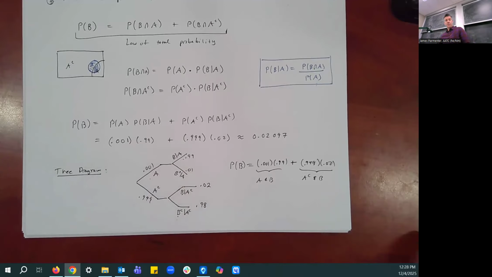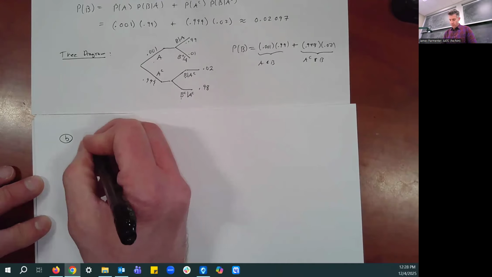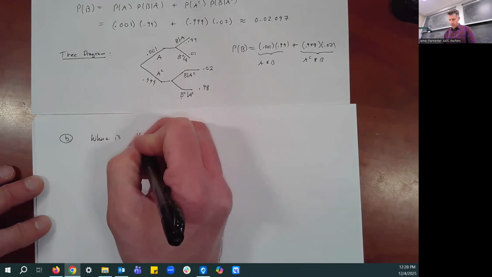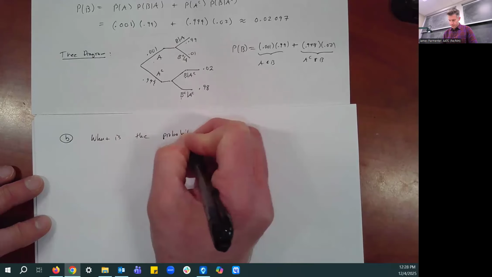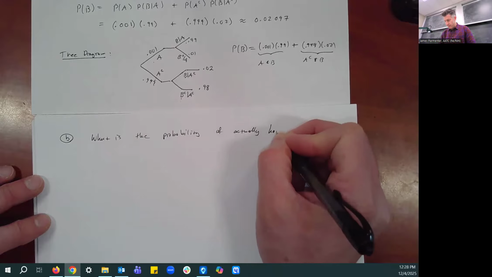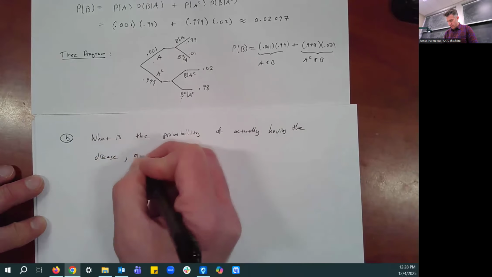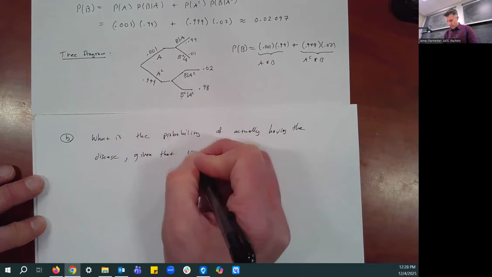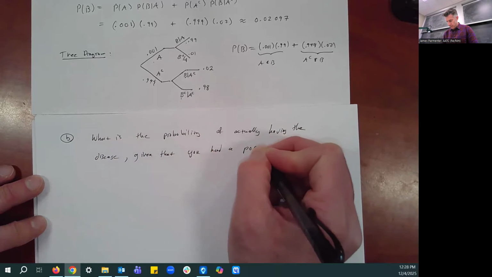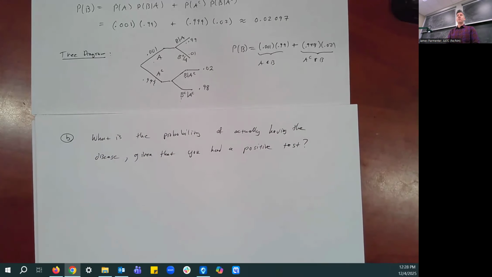All right. So now the much more interesting question to answer is, what is the probability of actually having the disease given that you have tested positive? So the first thing you want to do is write down the conditional probability that we're trying to find.